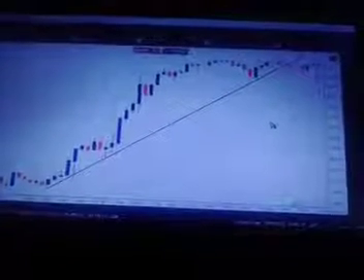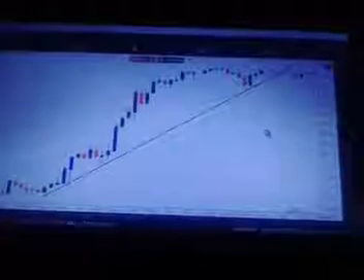You just draw the trend line. If it's an uptrend, the trend line must touch the lows of the candles, and if it's a downtrend, the trend line must pass through the highs of the candles.